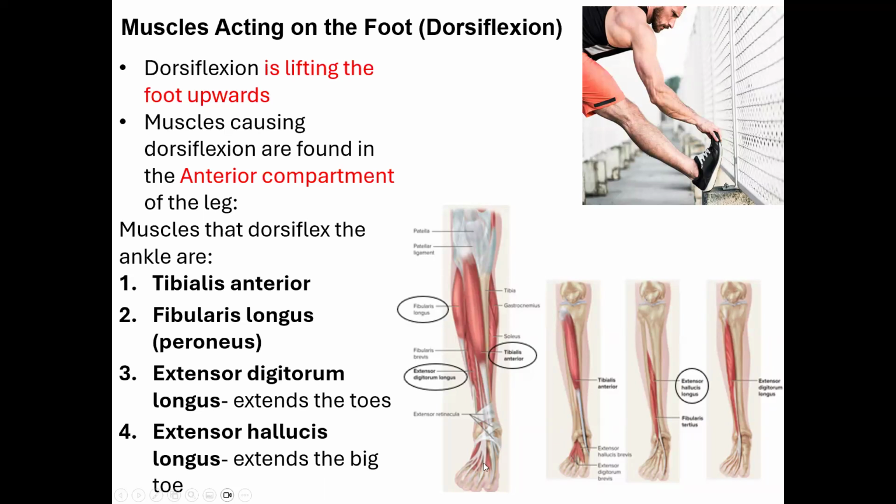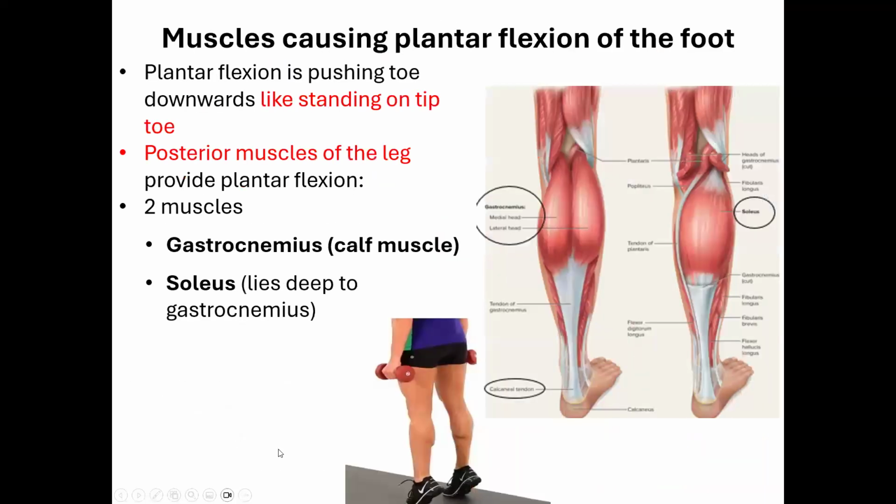And then you have some muscles just like the hand. In the hand, you have the flexor digitorum and extensor digitorum. Same thing here, you have the extensor digitorum. And then you have muscles attached to the big toe. Anything attached to the big toe is called hallucis. Hallucis means big toe. So you have extensor hallucis longus.